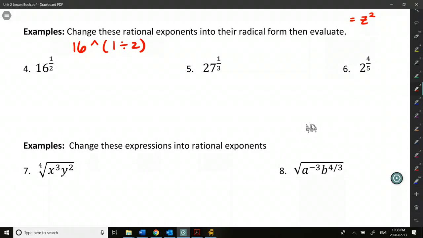Did you get it? No? Just make sure that there's brackets here after you press your exponent button.